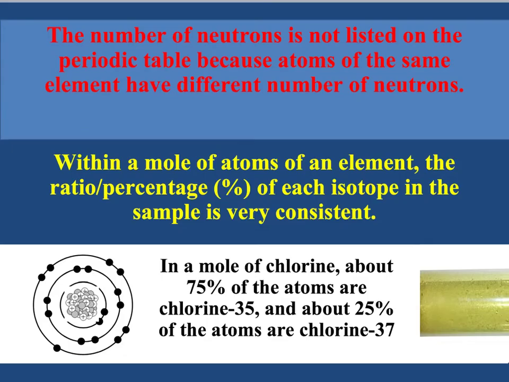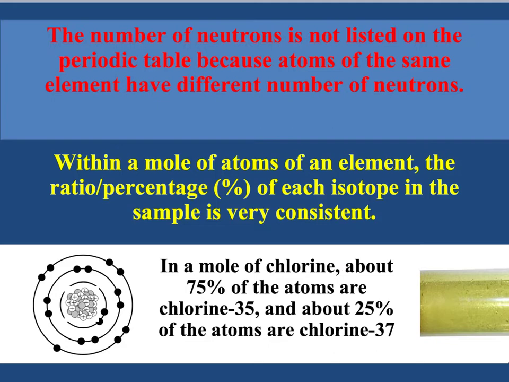So you don't find the number of neutrons on your periodic table, because the atoms of the same element are going to have different numbers of neutrons. So you can't really list them because the periodic table would be really big. You'd have to say carbon 12 has this many, carbon 13 has this many, carbon 14 has this many. So we don't ever put the number of neutrons on the periodic table.